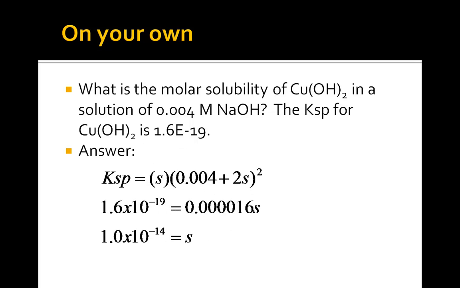Did you get 1.0 times 10 to the minus 14? It's still going to be S times something squared, and I can drop that 2S because 0.004 is more than 3 orders of magnitude away from times 10 to the minus 19.